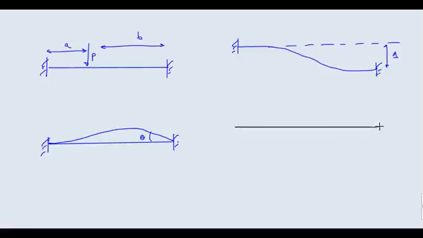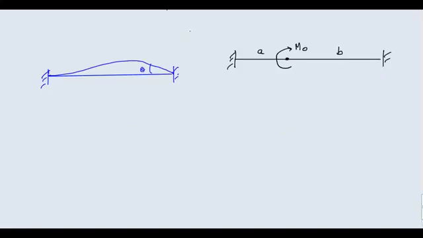Concentrated moment. This is your fixed end, this is your fixed end, and some concentrated moment M0 is acting here. This is your distance A and this is your distance B. Then what is the fixed end moment? If you want, you can remember one more. It is something like this. This end is fixed, this end is fixed, and you have triangular loading here, something like this.